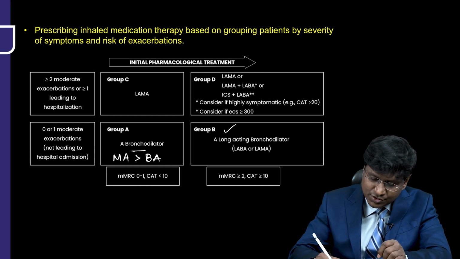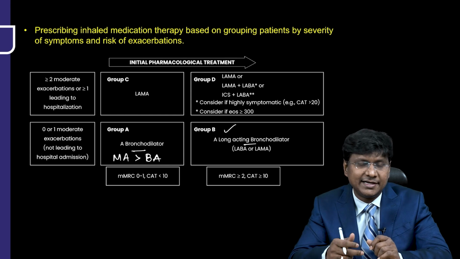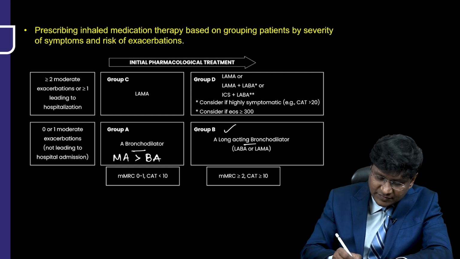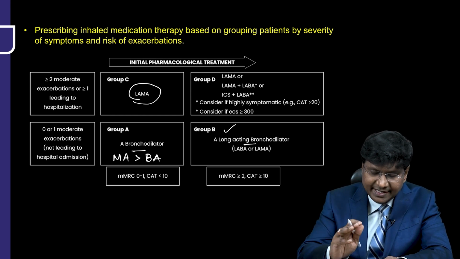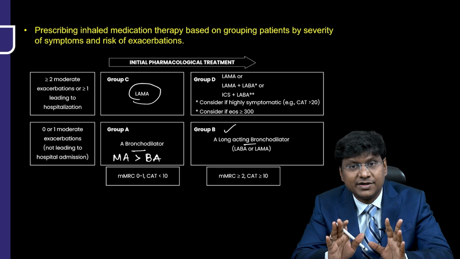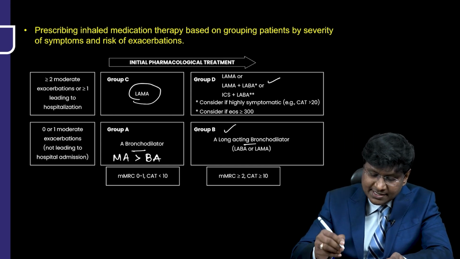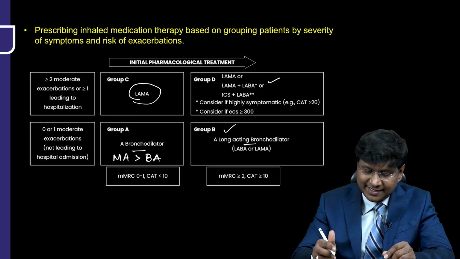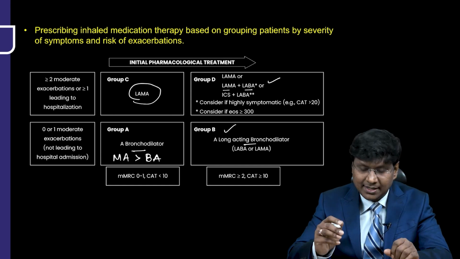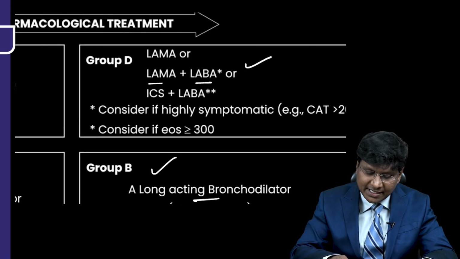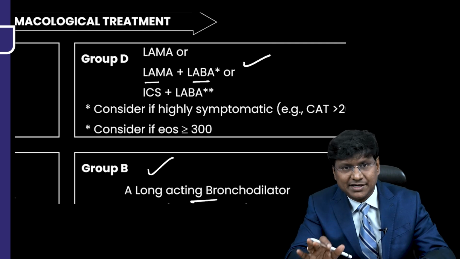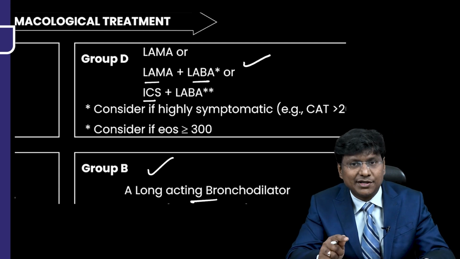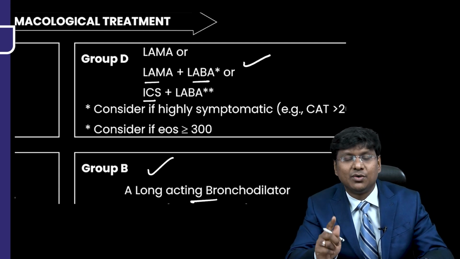Whereas in group B patients, we need to add a long-acting bronchodilator, right? That is either a long-acting beta agonist or a long-acting muscarinic antagonist. In group C, definitely it is your LAMA itself, that is, a long-acting muscarinic antagonist. And in group D, we need to give a combination therapy, that is LABA plus LAMA, long-acting beta agonist and long-acting muscarinic antagonist, or the other combination, inhaled corticosteroids plus long-acting beta agonist.